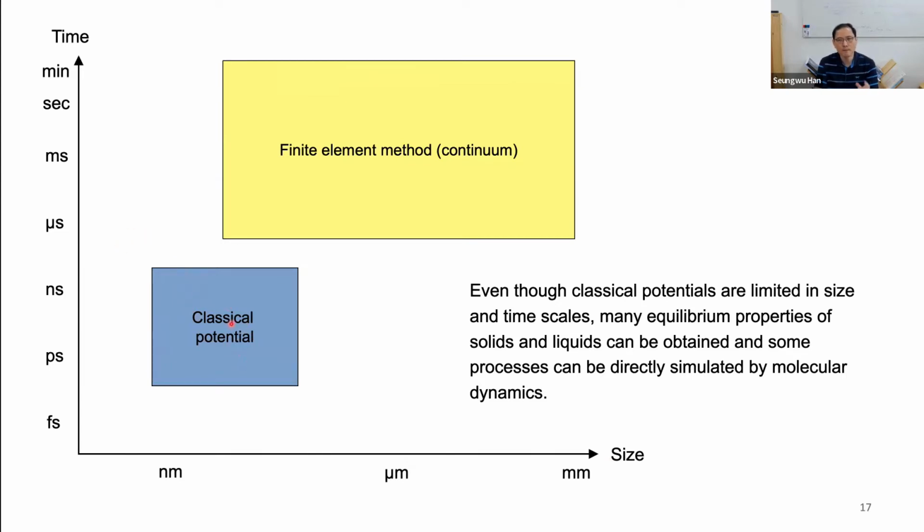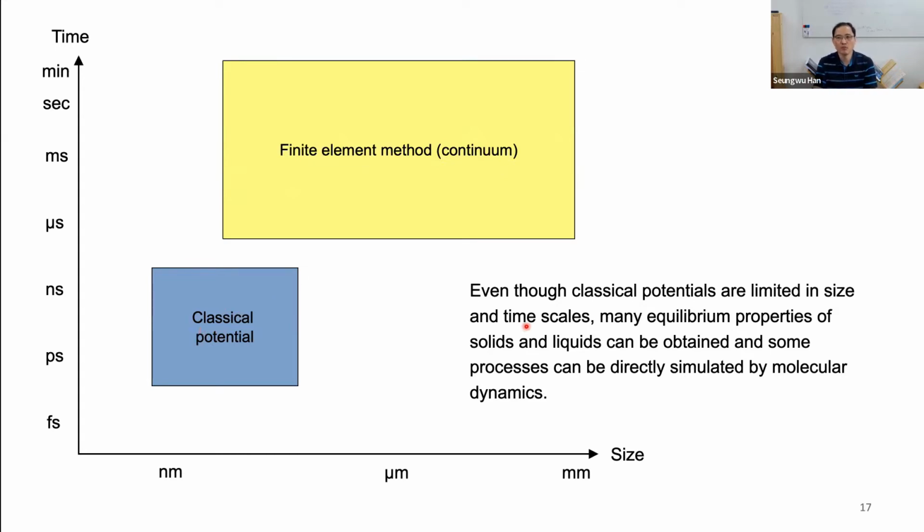Okay, so this is quite limited. In contrast to the continuum or the finite element method, you can simulate any kind of time scale. The length scale is maybe around its accuracy stops at the nanometer scale, but over the macroscopic scale is no problem. So the classical potential is quite limited in size and time scale.